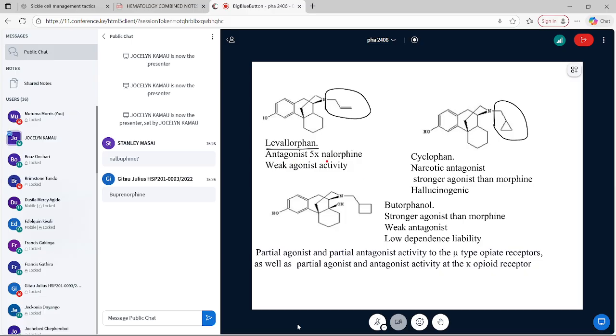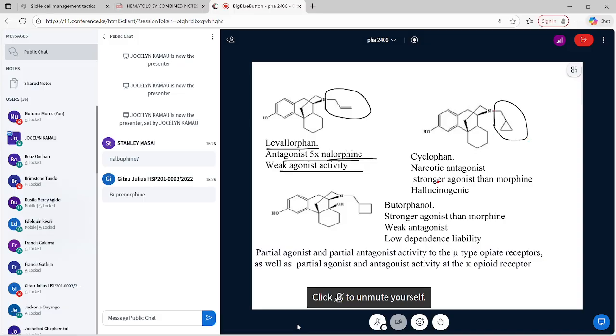Antagonist 5 times that of nalorphine, and it has weak agonist activity. So you can still say it is a mixed agonist-antagonist, but you can see it is a much stronger antagonist than nalorphine. And we expect that because we have said there is a change of structure. Then when we do this, we put this group there, we call it cyclorphan.